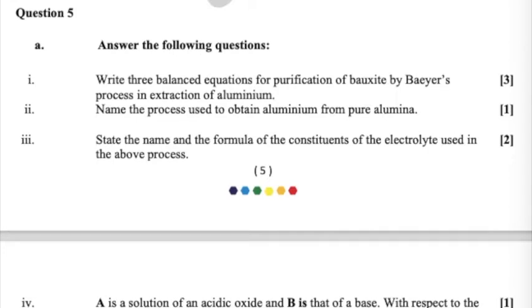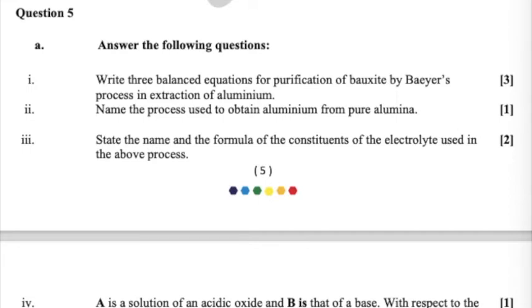Name the process used to obtain aluminium. Hall-Héroult process. Name the constituents of the electrolyte. The constituents of the electrolyte are fused alumina, which is Al2O3, cryolite, which is Na3AlF6, and fluorspar, which is CaF2.